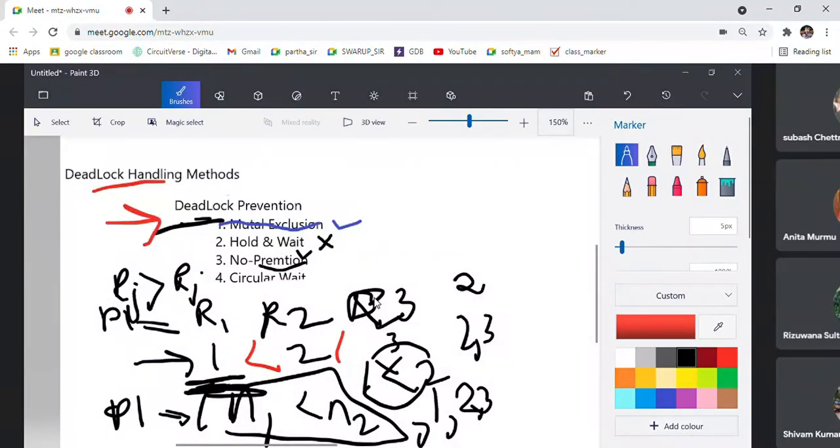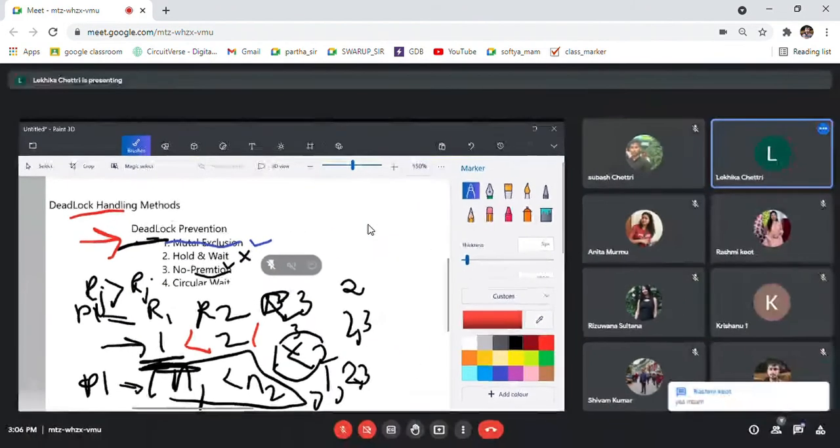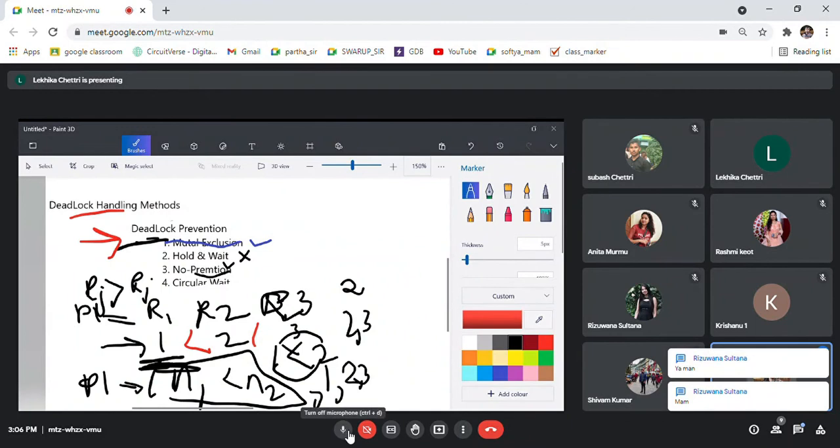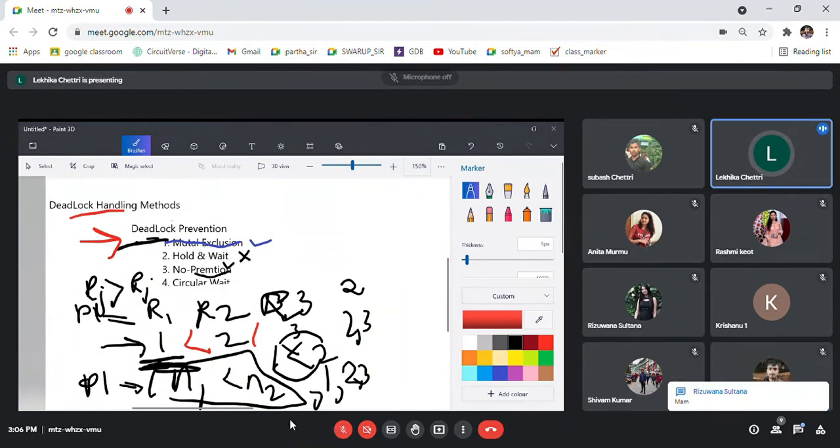So is deadlock prevention clear to you all? Yes, ma'am. Thank you, Subhash. Others, is deadlock prevention clear? Other than Subhash, is deadlock prevention clear? Circular wait, okay.